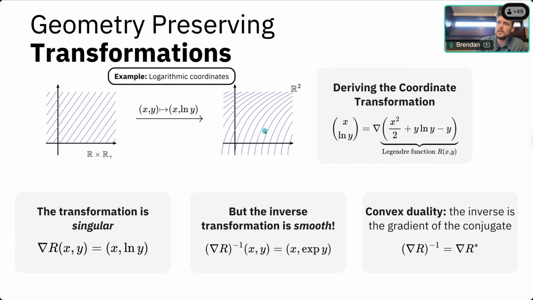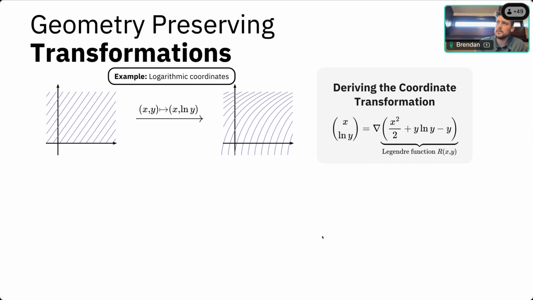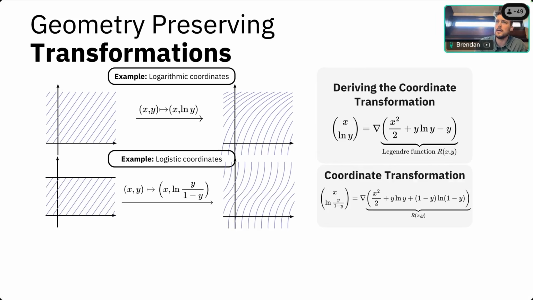And if we use the inverse transformation, we will map back into our feasible set. And that's exactly what Legendre functions allow us to do. It gives us a beautiful systematic way of designing coordinate transformations from a given convex set to Rm and then back, and we can use that in constructing discretizations. And I'll show you how to do that in 10 or 15 slides.